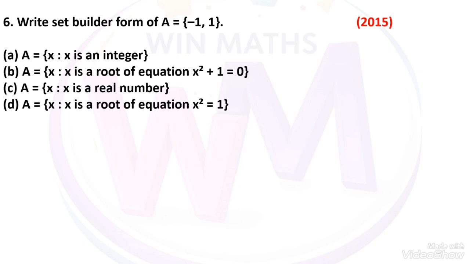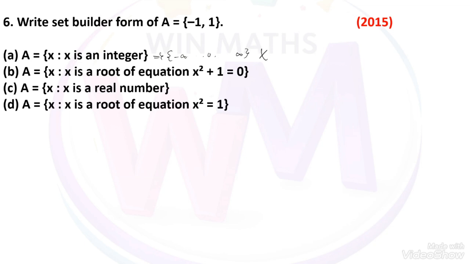Question number 6. Write the set builder form. How to write the set builder form? The first option is x is an integer. Integer means there are no limits, so from minus infinity to plus infinity there are so many integers: 0, plus or minus 1, plus or minus 2, and so on. So this does not represent the set.